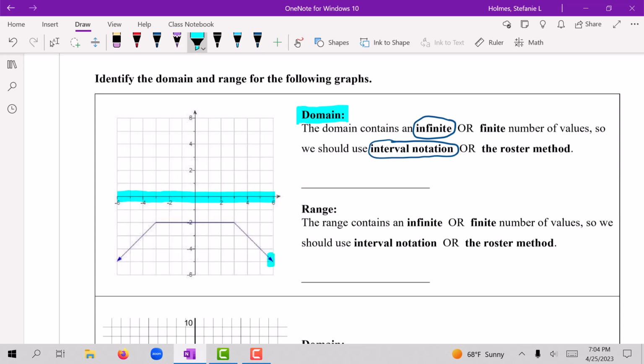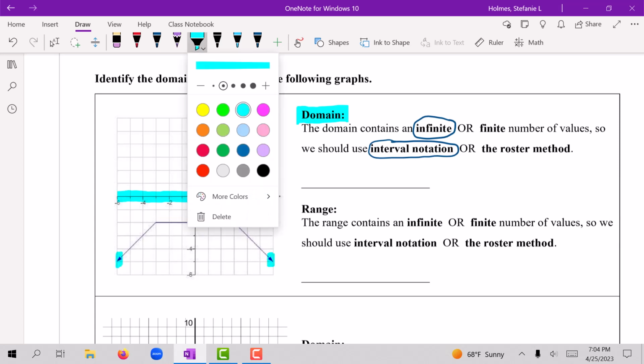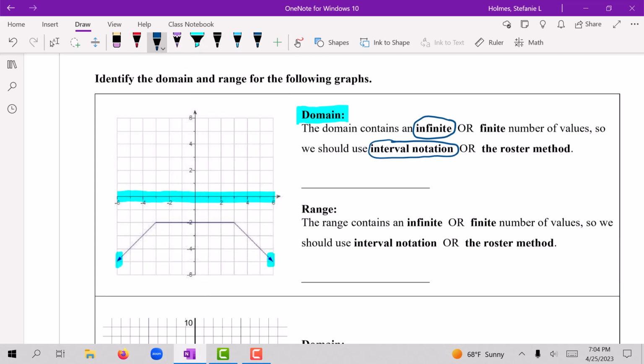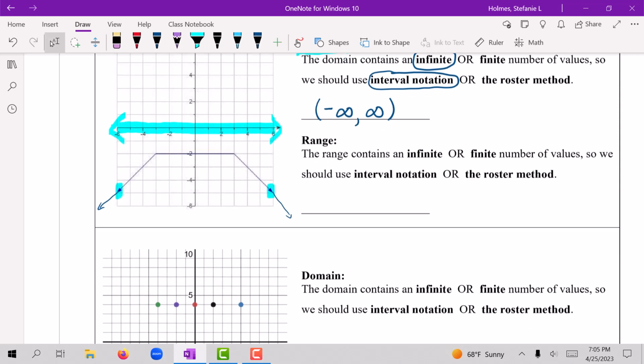Now, these arrows here mean that the graph keeps going this way forever. So that means our domain also keeps going both directions forever. So that means negative infinity to infinity. And remember, infinities, we can never include them, so parentheses. Now let's look at the range. The range here is also infinite.